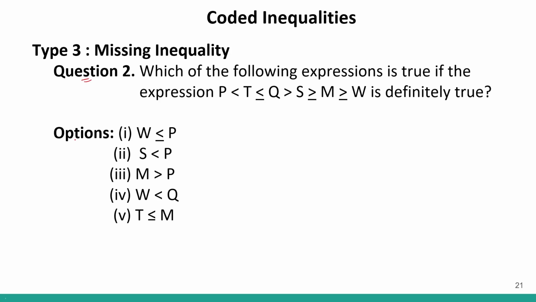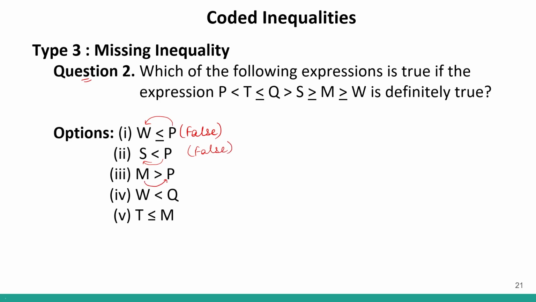Coming to question number 2. Question number 2 says, which of the following expressions is true if this is definitely true? So we have to find out which of the following will follow. The first one says P is greater than or equal to W. So we will move from P to W. Correct? I can see in front of P we have a small door. So we cannot proceed from P. Therefore, this is false. Correct? Now, P is greater than T. Again, same concept. I cannot continue after P. So this is also false. There is no bigger door to follow.